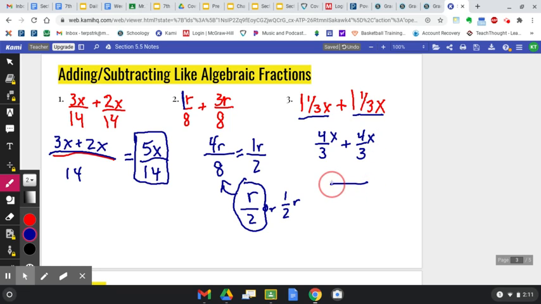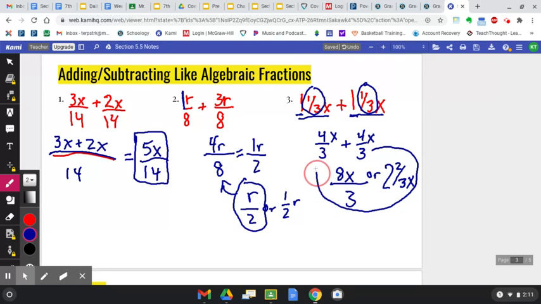Right, so then I would have 3 as the common denominator. 4x and 4x is 8x over 3. Or, right, that would be 2 and 2/3 x. And if you look at it, 1 plus 1 is 2. 1/3 plus 1/3 is 2/3, and then you have your x variable. Either one of those is okay.